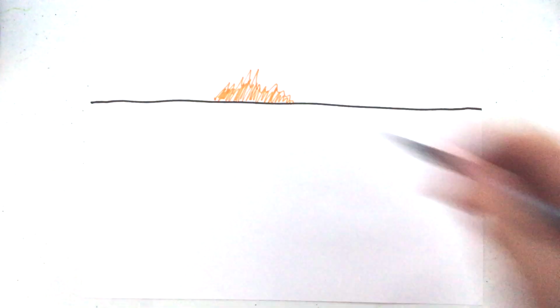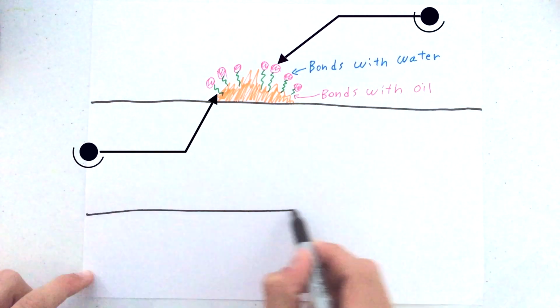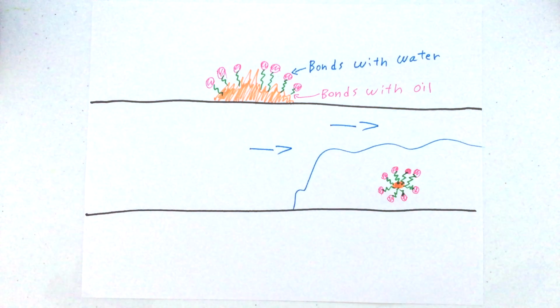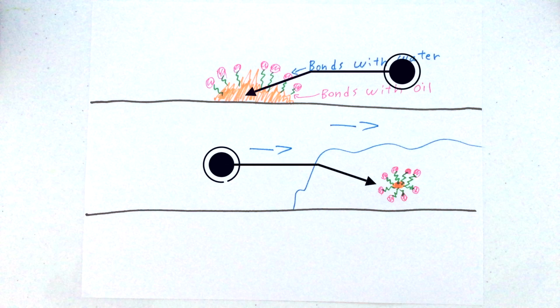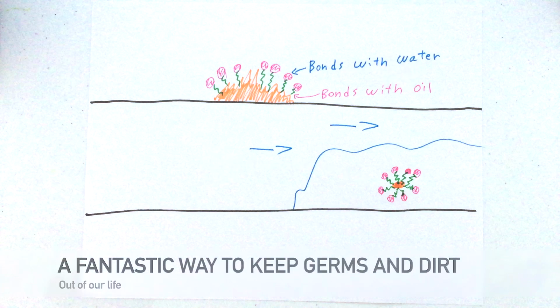The red hydrophilic end in this picture is attracted to water, while the green lipophilic end is attracted to oil and dirt. The hydrophilic end is soluble in water, while the lipophilic end is soluble in oil. As the soap surrounds the oil, the combination of soap and oil becomes soluble in water. That's the magic of soap. It turns oil that is insoluble in water into a substance that is soluble in water. This allows us to clean things that have oil using water, a fantastic way to keep germs and dirt out of our life. Now that you know what soap is, let's talk about what we can do next.